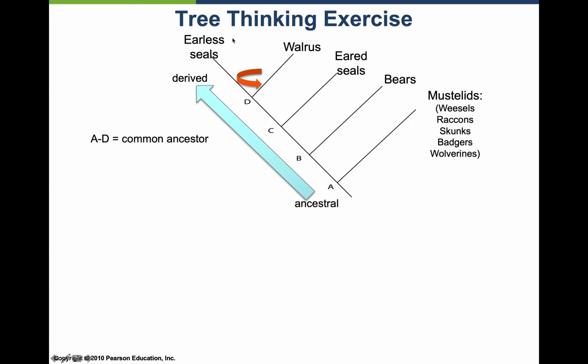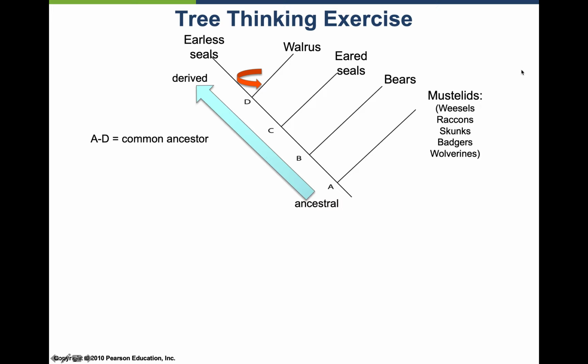They're found here at node D. Now D represents the common ancestor between these two, and these branches can actually rotate. So you could put earless seals over here and walrus over here, and it would be the exact same phylogeny. Nothing has changed any relationships there. As a matter of fact, you could even put the eared seals branch out here, and you could put the earless seals and the walrus on a branch inside, and it would also be the same.